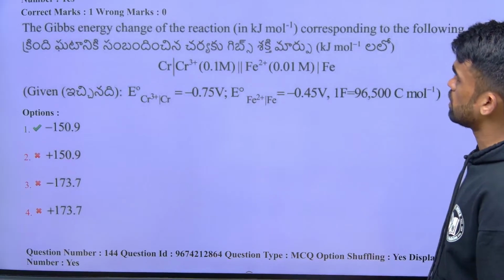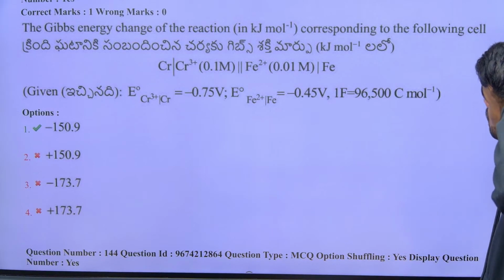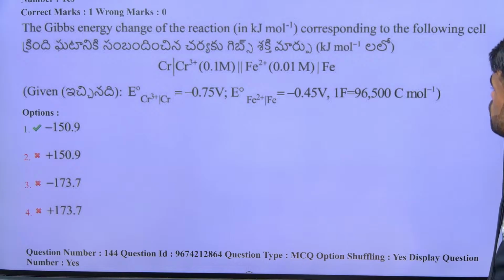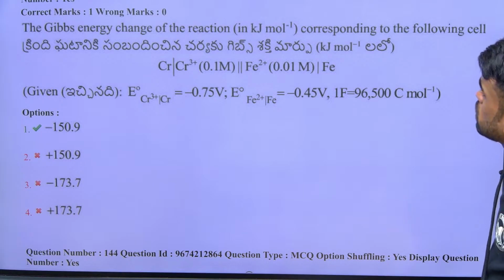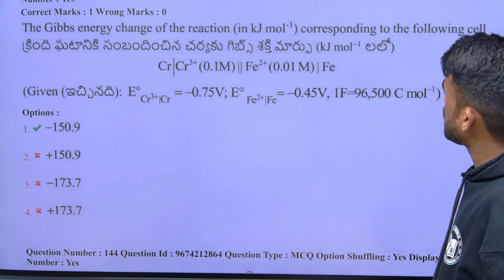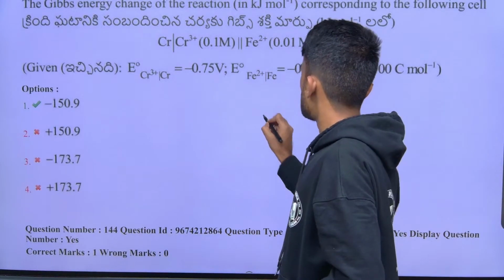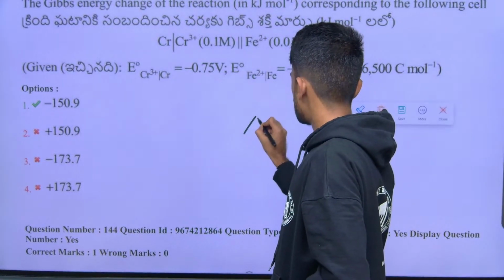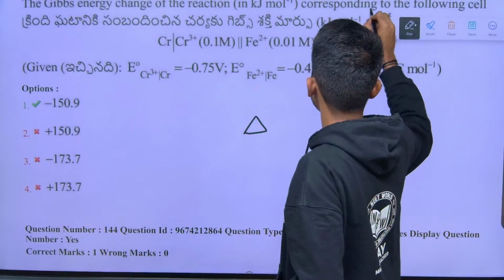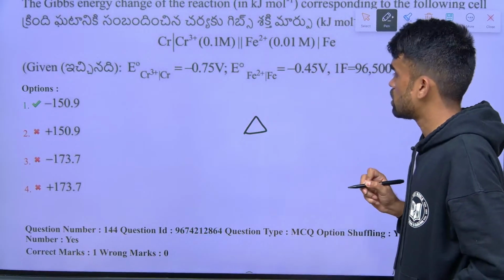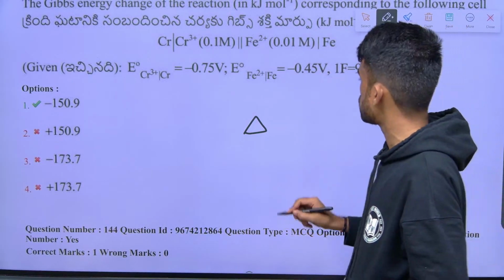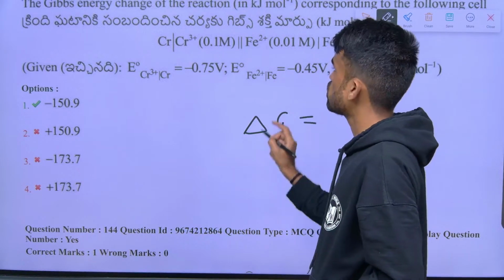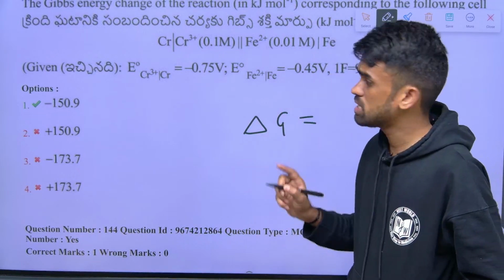Okay, see this one, the Gibbs free energy change for the reaction corresponding to the following cell. Okay, so in kilojoules they are asking. Again this is simple now. So what is the Gibbs free energy formula we have? See, this is the second question on Gibbs free energy. There are 3-4 formulas on Gibbs free energy, so you should learn those formulas. At least one question you can see in the exam. This is the second question in the same paper on Gibbs free energy.